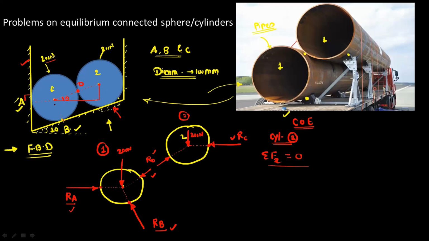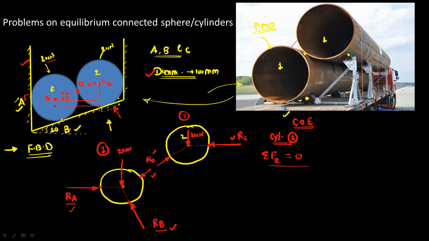For that, we have to find this side, and this distance is known. This is 50 mm, and this is also 50 mm, because the diameter is given as 100 mm, so this will be the radius. Suppose these points are O1 and O2. O1D is the radius of cylinder 1, and O2D is the radius of cylinder 2. Both are 50 mm, so the total hypotenuse is equal to 100 mm.